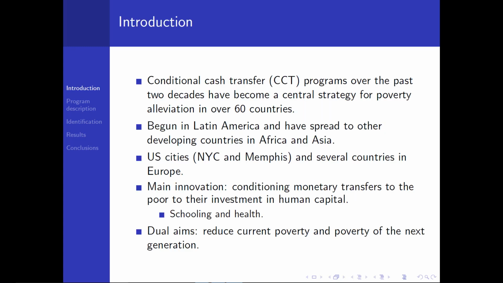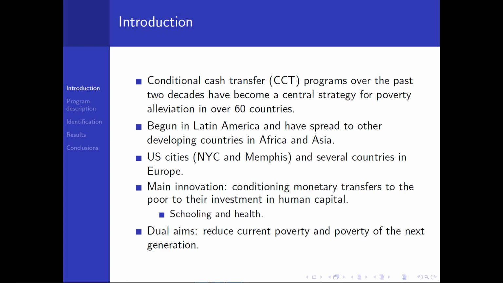Okay, so let me start talking a bit about the history of conditional cash transfer programs. It's really striking the extent to which these programs have become a main strategy for poverty alleviation around the developing world. There are now conditional cash transfer programs, or CCTs, in over 60 countries. They began in Latin America, in Mexico, which I'm going to talk about today, and Brazil. They're all over Latin America. Almost every country has a conditional cash transfer program, and now they've also spread to developing countries in Africa and Asia. There are even a few programs now in Europe, and a couple of pilot programs of CCTs underway in the U.S., in New York and Memphis.